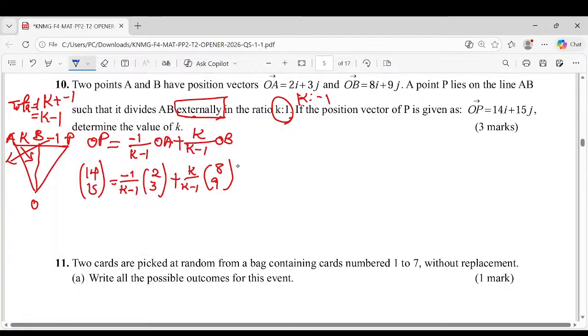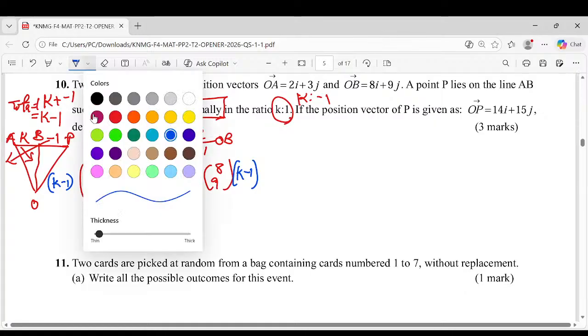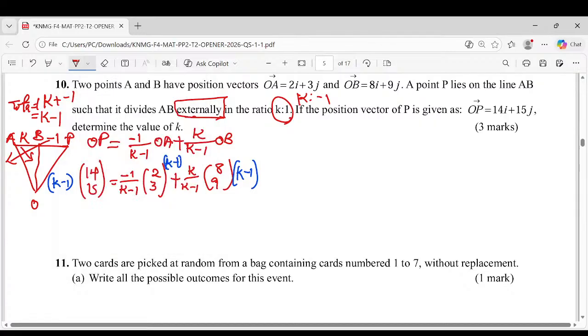I multiply this side by k minus 1. This side here by k minus 1 still. This side also here by k minus 1. I hope you can see that. So when you multiply, this will become k minus 1 times that will become 14k minus 14. This will become 15k minus 15.